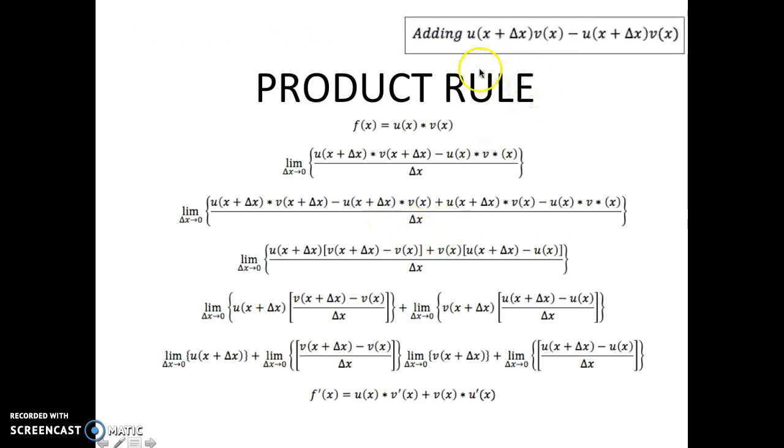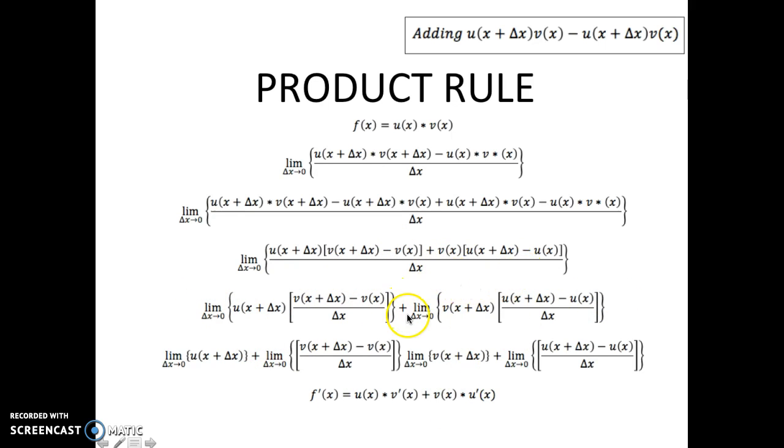We have to add u of x plus delta x times v of x minus u of x plus delta x times v of x. Because if I don't do this, then I can't analyze the different u and the different v. And also remember that even though I'm adding a lot of extra numbers here, the delta x is approaching 0, which means it's gonna be 0 eventually. So that makes it a little easier. So here, next step, rearranging. Then I begin applying some limits.